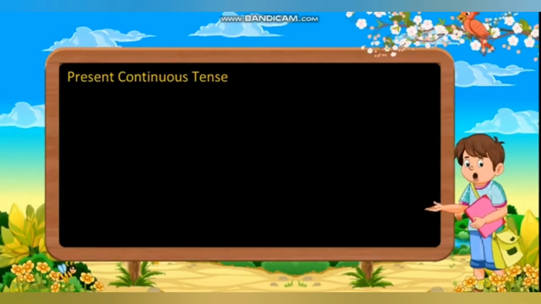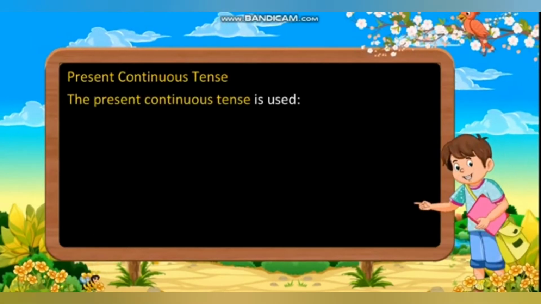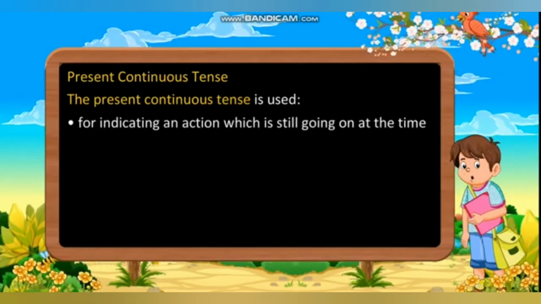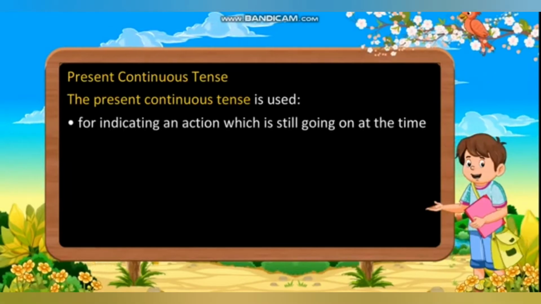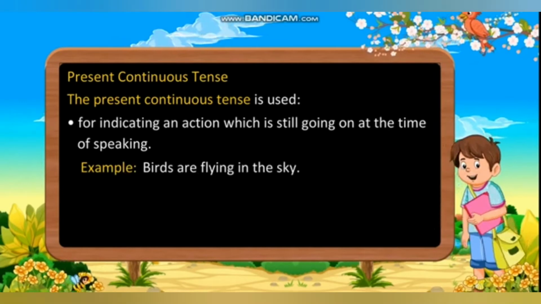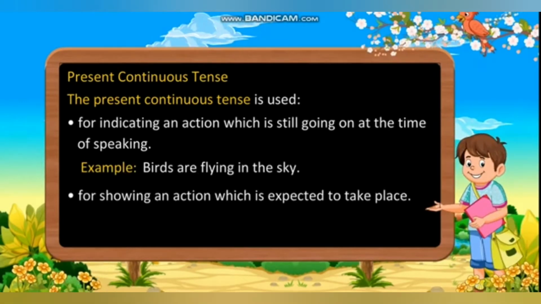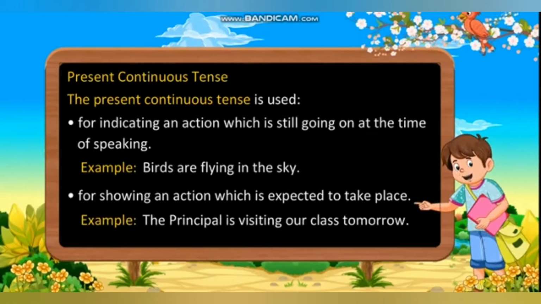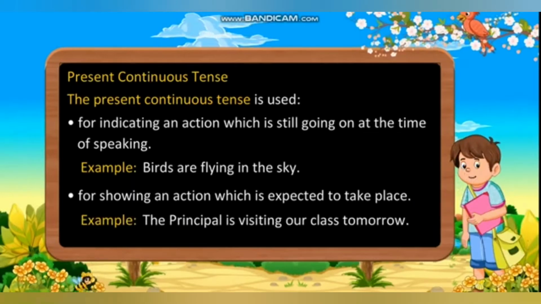Present continuous tense. The present continuous tense is used for indicating an action which is still going on at the time of speaking. Birds are flying in the sky. For showing an action which is expected to take place. The principal is visiting our classroom tomorrow.